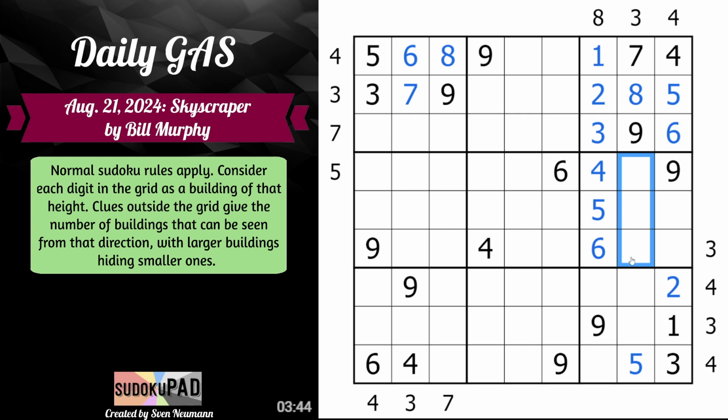1, 1, 2, 3, 7, 8. If it's 8, then we would only see 2 skyscrapers, which means it must be 7, 7, 8. Hmm. 2, 3, 4, or 6. 1, 2, 3, 4, 6. Either 4 or 6 works to satisfy the 3 clue. Hmm.